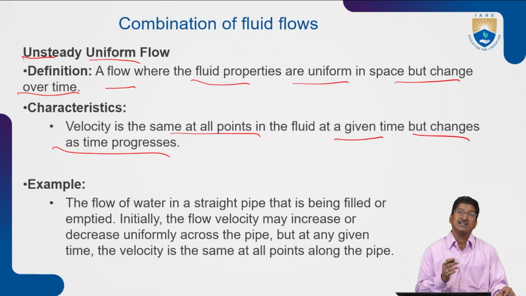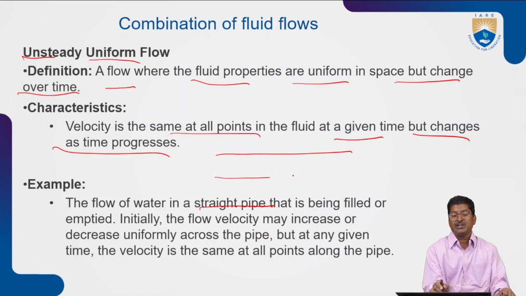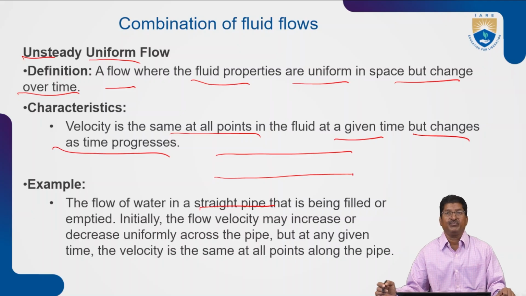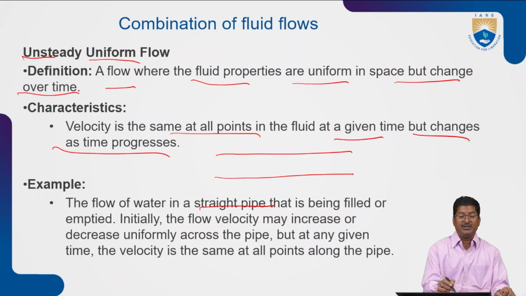So that is unsteady uniform. Example: the flow over a straight pipe. If you want uniform flow, what do we need? We need a constant diameter pipe. So a straight pipe that is being filled or emptied.